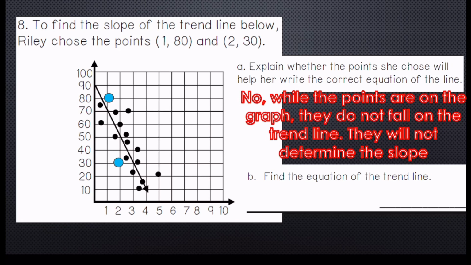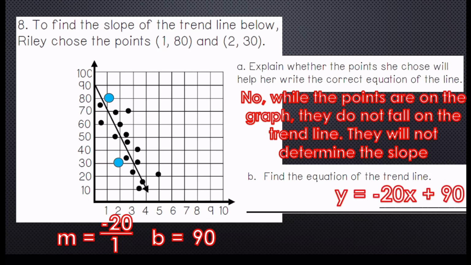So if we wanted to find the equation of this trend line, we start with my M and my B again, ladies and gentlemen. In this case, my B is 90. And then my slope is negative 20 because I'd go down 20 and then I'd go right 1. So the equation of this trend line is y equals negative 20x plus 90. We need you to write in here, please. The 2 points must fall on the line.